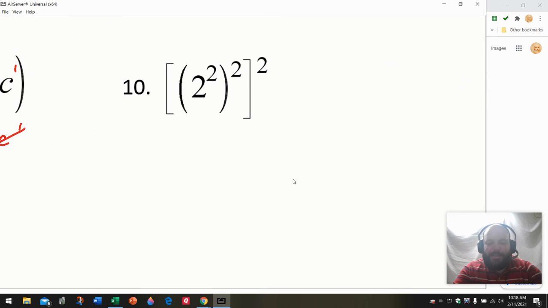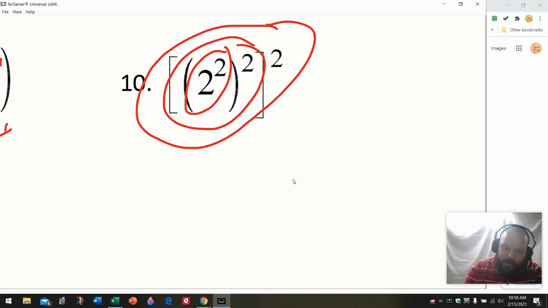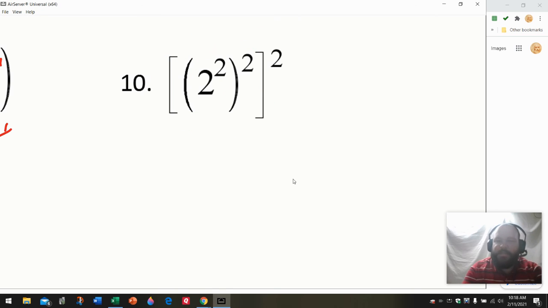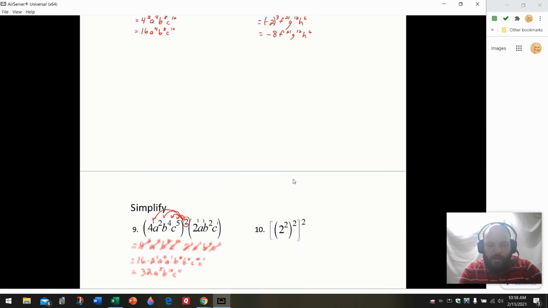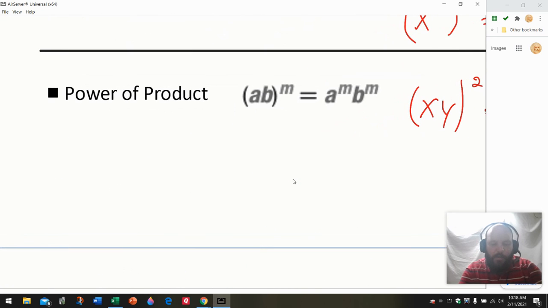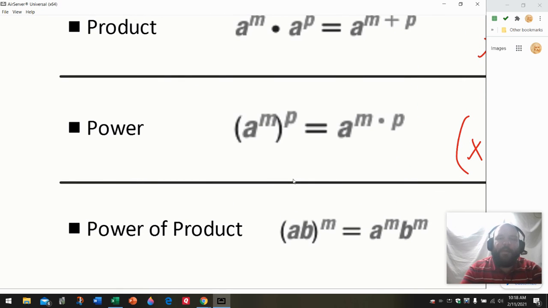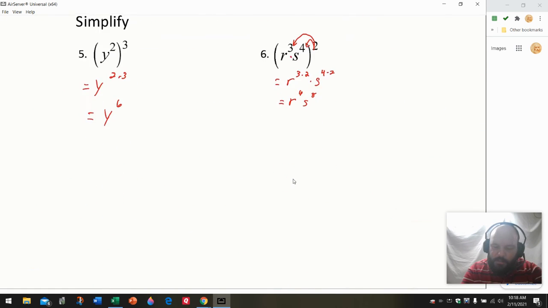All right, so the last example I'm going to show you is a power to a power to a power. So what you see is we have 2 to the second, to the second, to the second. The rule states that when you have an exponent to a power, which is right here, it says the power of a product. That's not the one we want to look at. We want to look at this one, power to a power. I call it that because that's what you have. You're going to multiply all of the exponents. So that's simple. Let's do that.